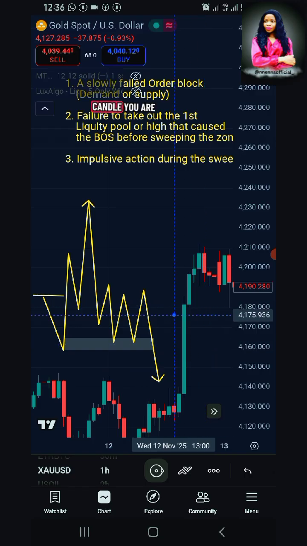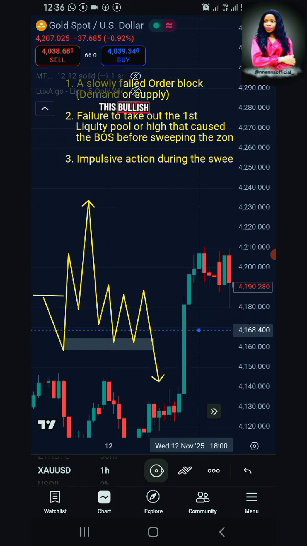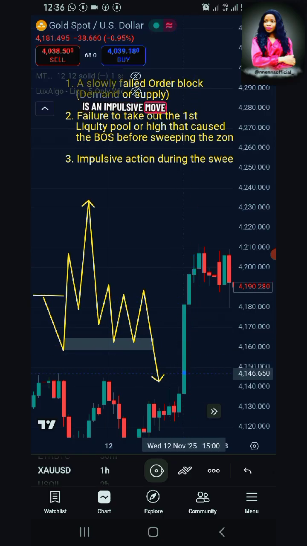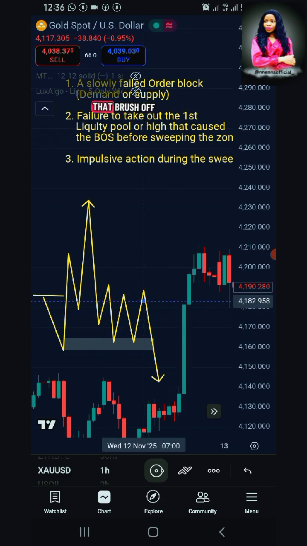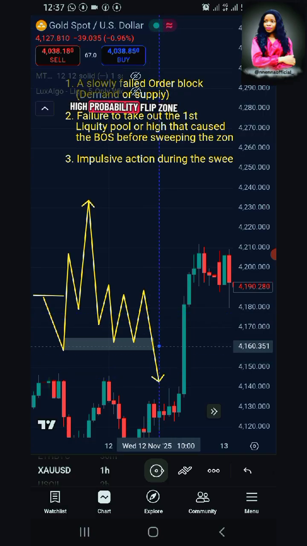Just like this candle you are seeing here, this bullish Marubozu is an impulsive move. Let me assume that this kind of candle is what you saw that finally brushed off the zone. Then that is an impulsive action, and that is a very, very good criterion, a very good confluence to confirm a high probability flip zone. So that's the impulsive action.